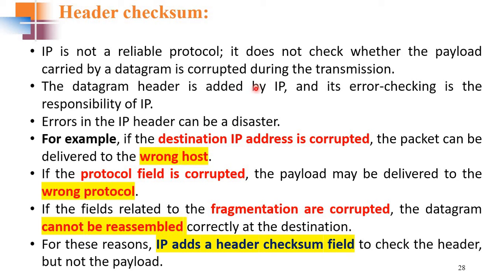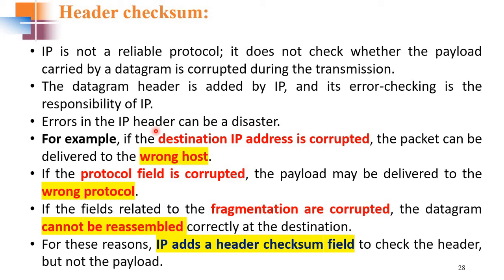The datagram header is added by the IP, and its error checking is the responsibility of the IP only. So they're placing the responsibility on the IP only. Yes or no? Errors in the IP header can be a disaster. So we are not supposed to focus only on the payload, that is the original data. We're supposed to focus on the datagram header also.